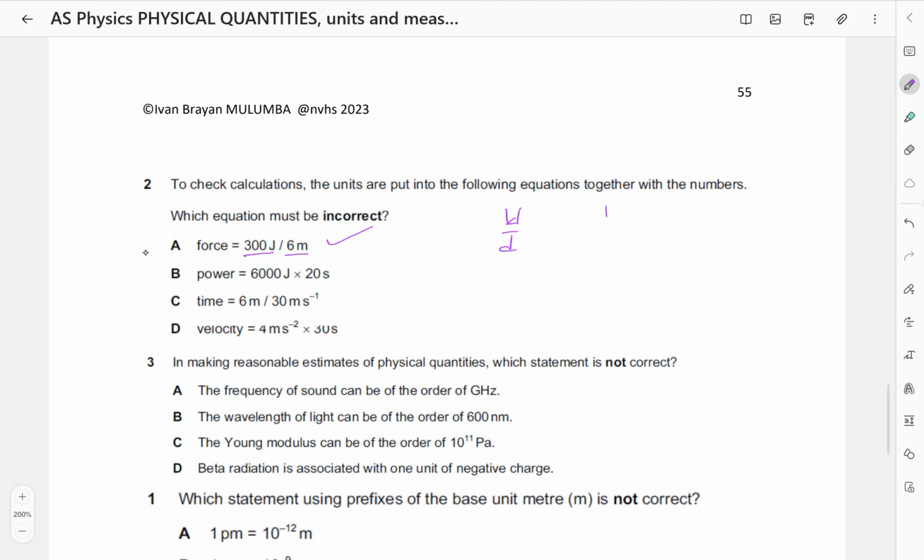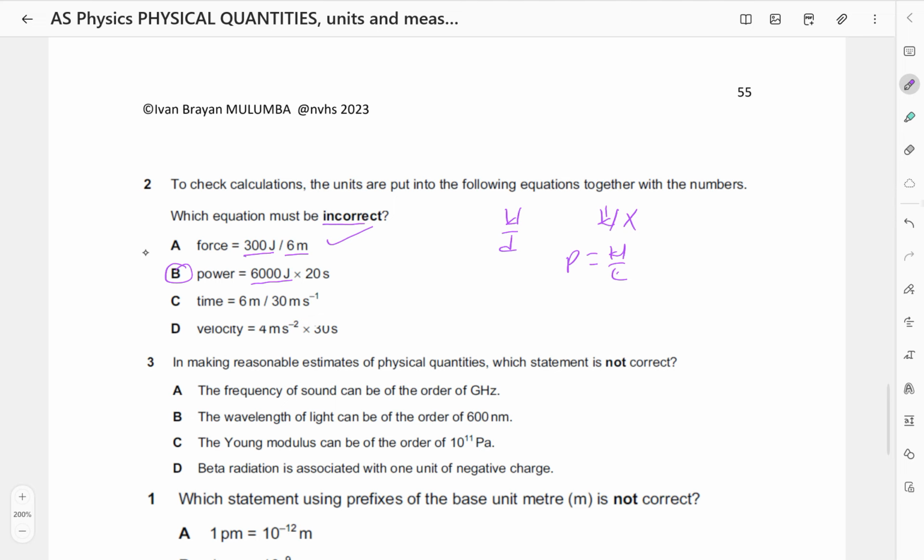Because we want the equation which is incorrect. Power, 6,000 joules times 20 seconds, that is work done times time. Power is work done over time, so this is not correct.